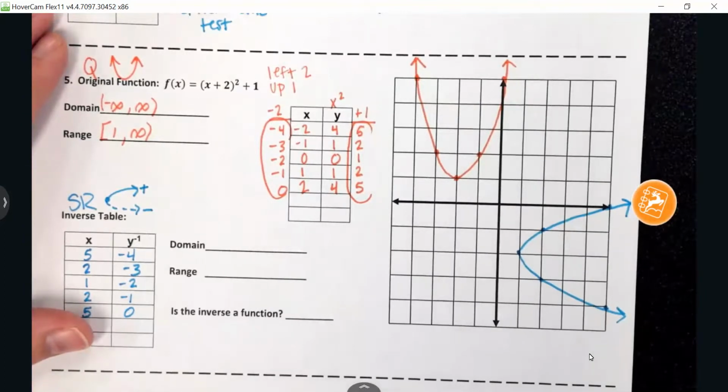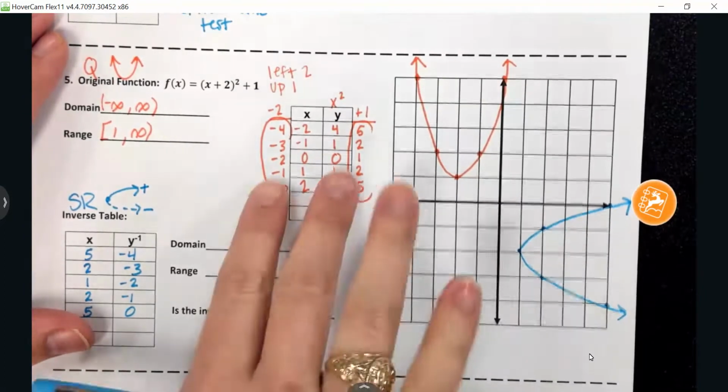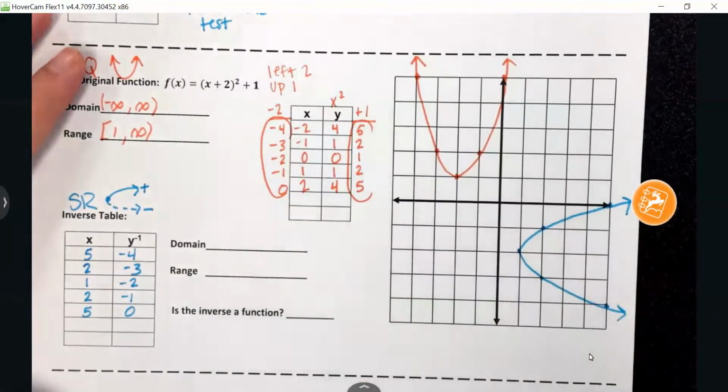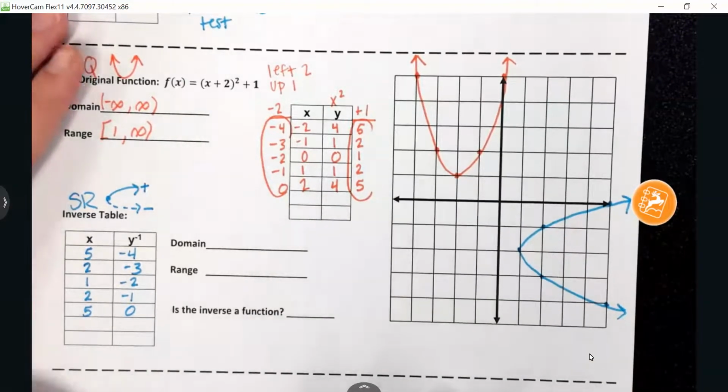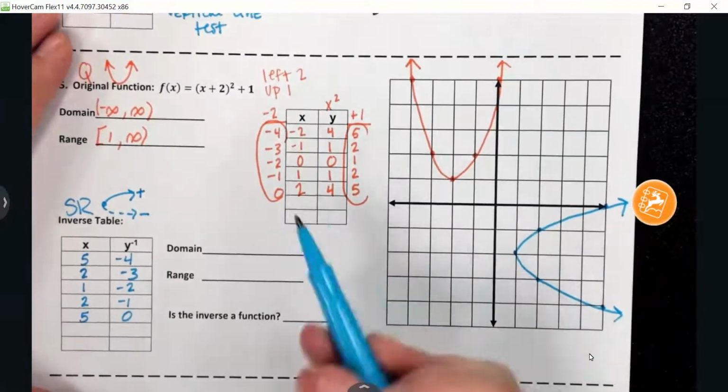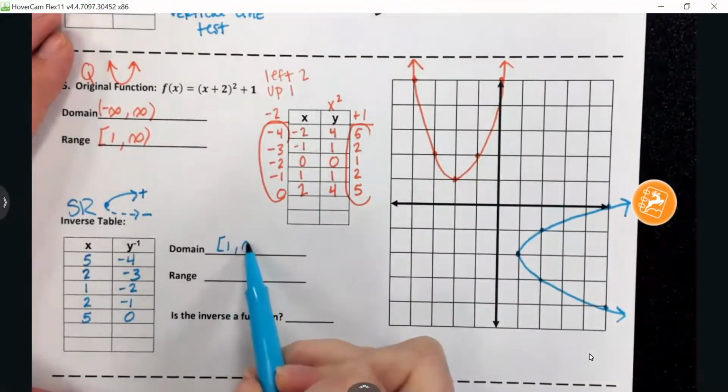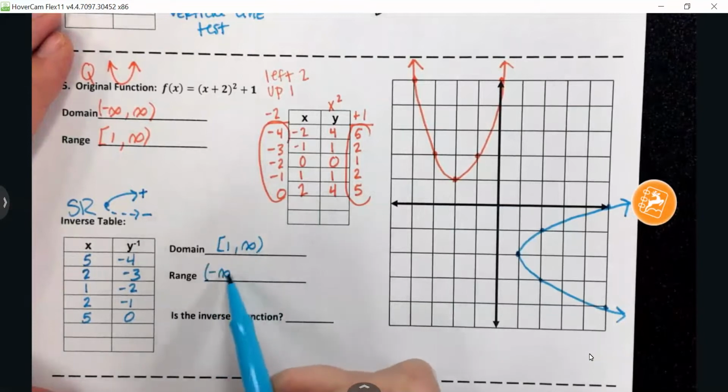What are you stuck on? Did you flip your points? Did you put those on your graph? Where's your colored pencil? Well, come on, kid. Get your domain for your inverse, and get your range for your inverse.